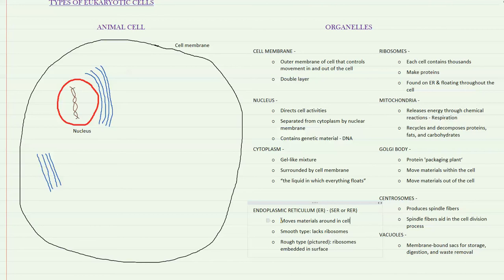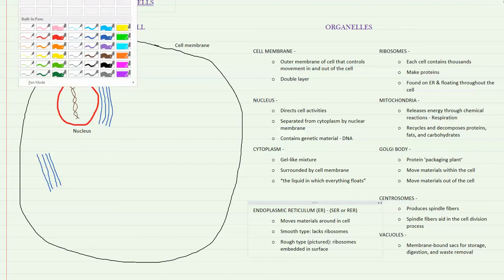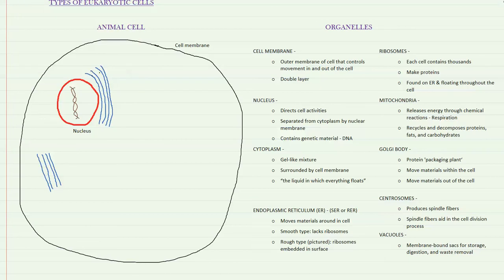Now there are 2 different types. There's what's called SER, or smooth ER. Smooth ER lacks ribosomes. And then there's rough ER. Rough ER contains ribosomes embedded on its surface. So we'll have a go at drawing some of those in.